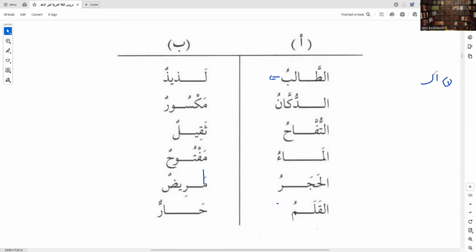So I can say a-talibu, and then I'll pick this one, maridun. A-talibu, maridun, right? So I get a useful logical sentence: the student is sick. So based on this, I hope you'll be able to do the rest, inshallah.